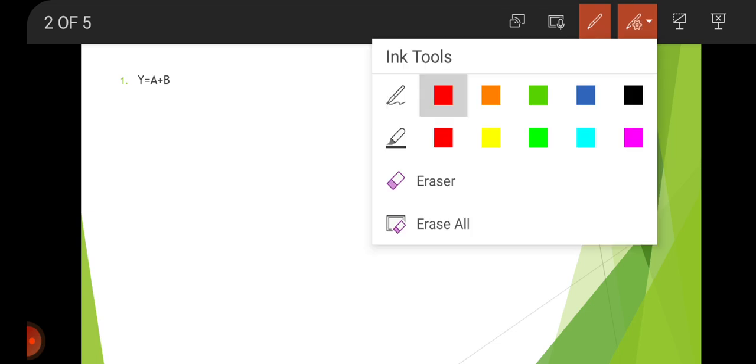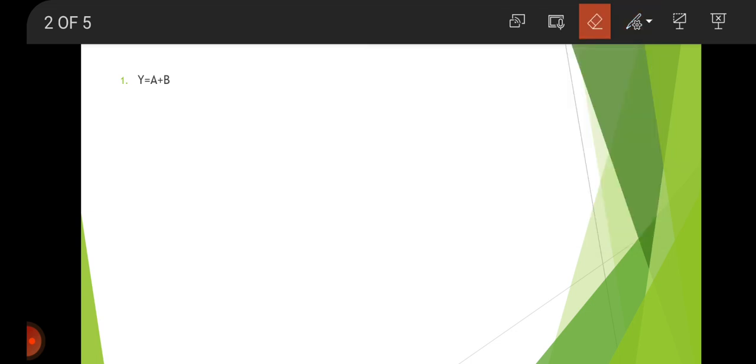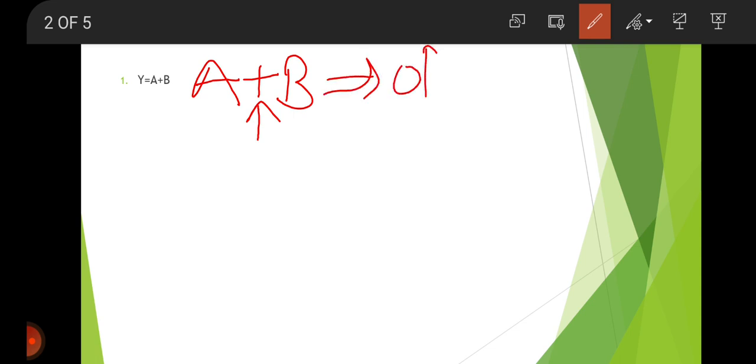So see here. Y = A + B is the Boolean expression. Here A + B means, as we say in Boolean algebra, A OR B. Therefore this is the OR operation, meaning addition. So here the OR operation is present.